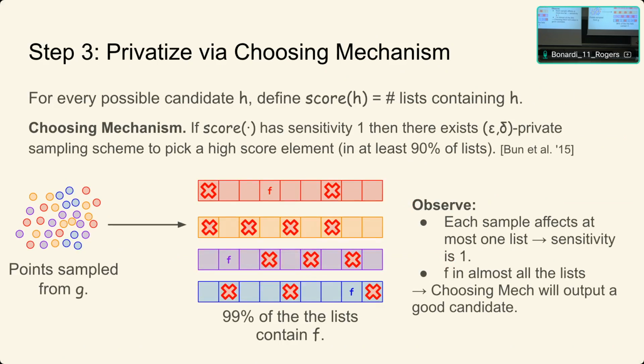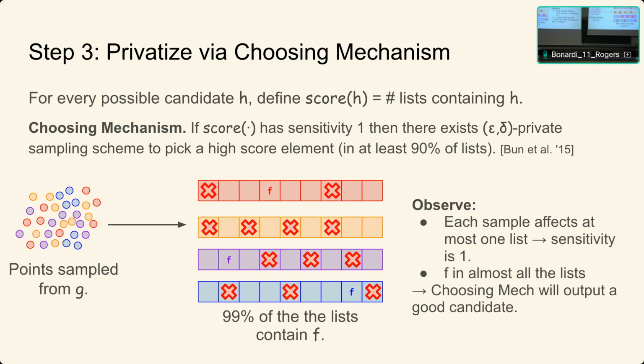So just note that nothing so far has been privatized, and that this really is the only privatization step in the whole algorithm. And so what we're going to use here is what's known as the choosing mechanism due to Bun et al. What the choosing mechanism says is that if we can define some suitable score function that's not too sensitive to the samples, then there's some mechanism that will allow us to output some high score element.